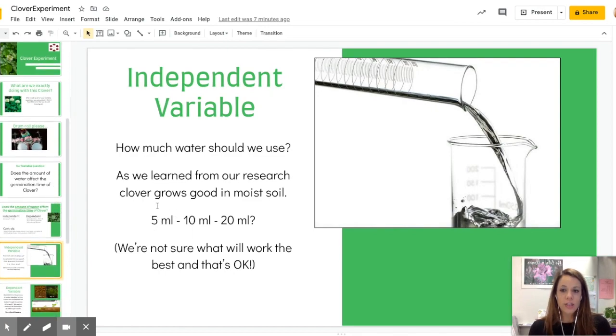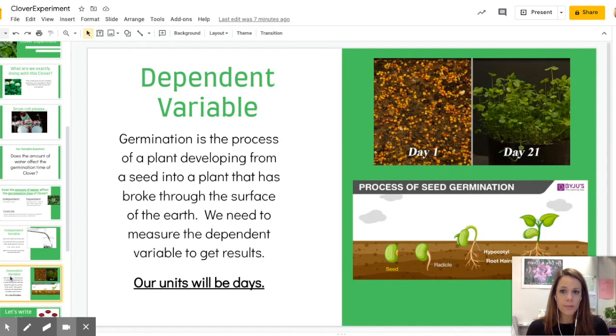We're going to start out thinking that we're going to do some plants with 5 milliliters of water every day, some with 10, and then some with 20 milliliters. Again, our dependent variable is germination, which is the process of a plant developing from a seed to breaking through the surface. In this picture, this is clearly past germination, but it shows day one when they're planted and when they actually sprout through the ground. At this point, we would say that the plant has germinated.